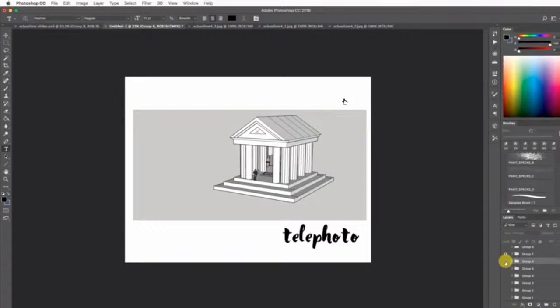Something about that really helps if you're doing compositions that are very stylized. So telephoto is really useful for landscapes or buildings or anything that you might want to just flatten out and not have as much depth.